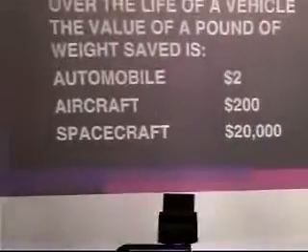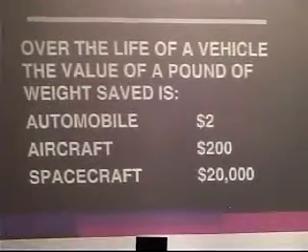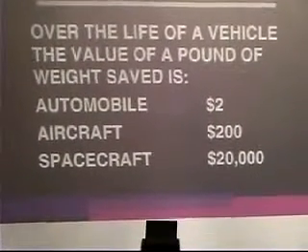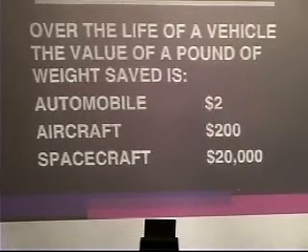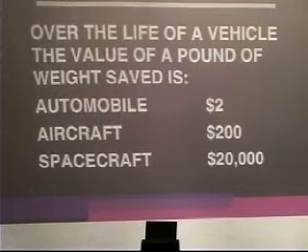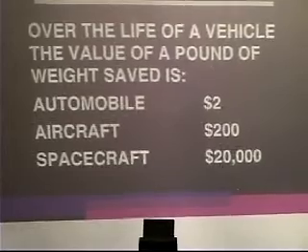Simple. Okay. Over the life of a vehicle, the value of a pound of weight saved in an automobile is $2. You can figure that out with the price of gas and what the improved mileage is with lighter weight vehicles. Over the life of an aircraft, it's $200 a pound, and over the life of a spacecraft, it's about $20,000 a pound. So how do we get these numbers?